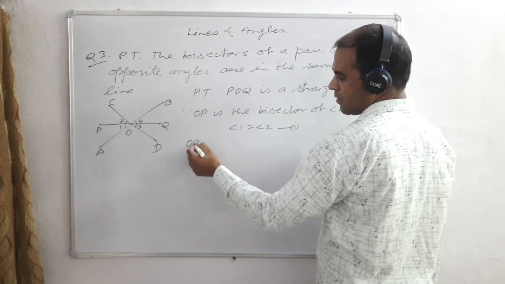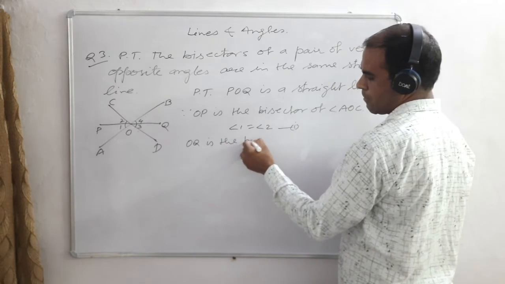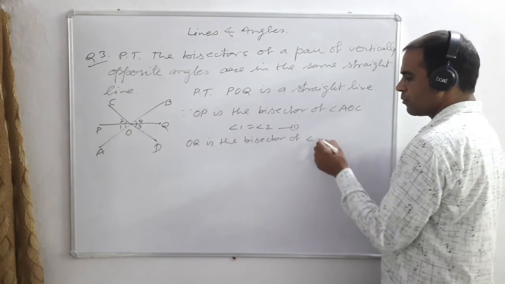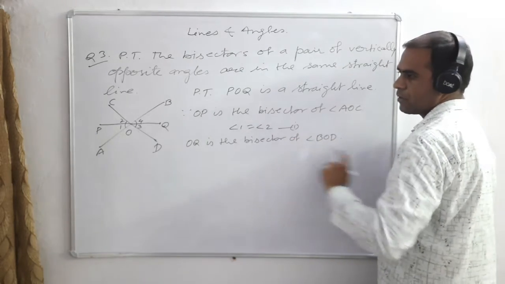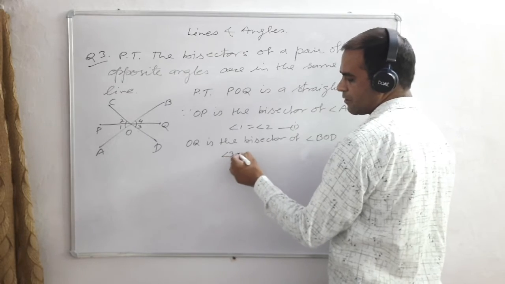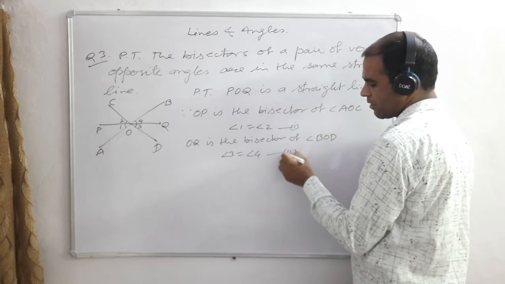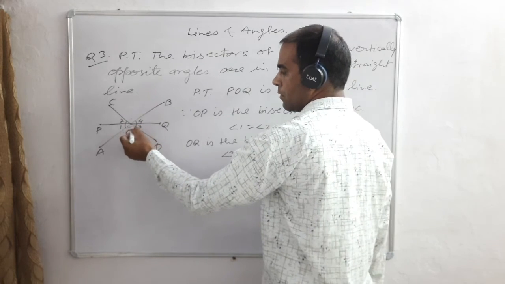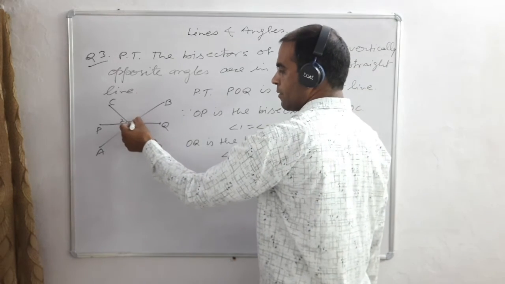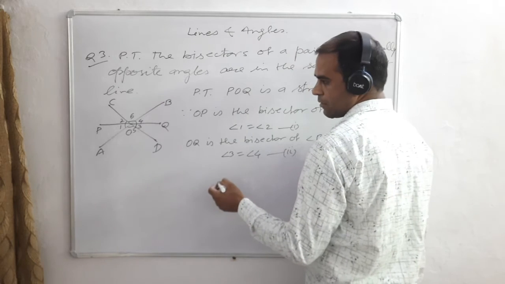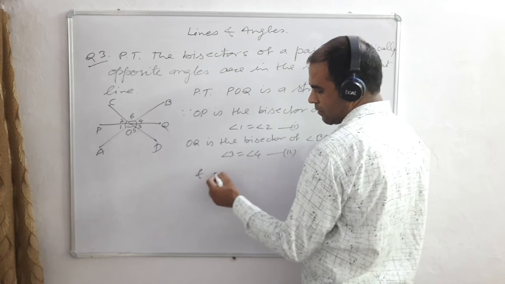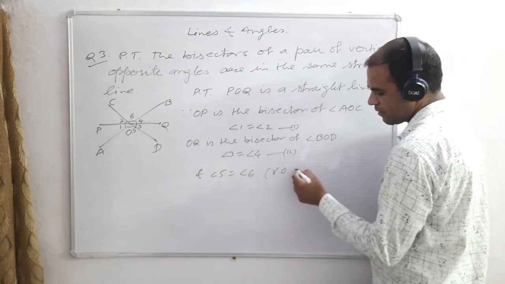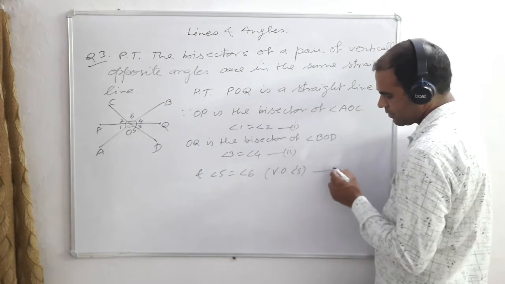Similarly, OQ is the bisector of angle BOD. Same thing, angle 3 equals angle 4. This is equation second. And these angles are angle 5 and 6, and angle 5 equals angle 6. Its reason is vertically opposite angles. This is equation third.